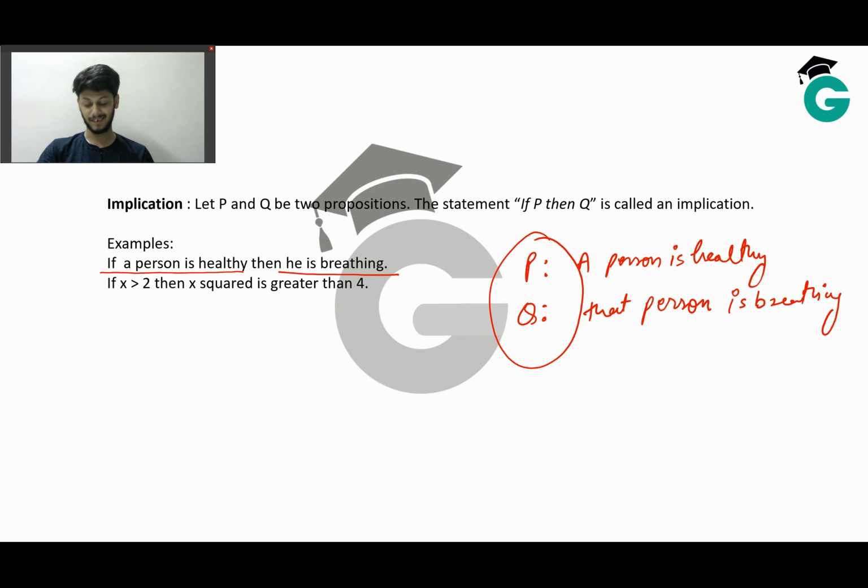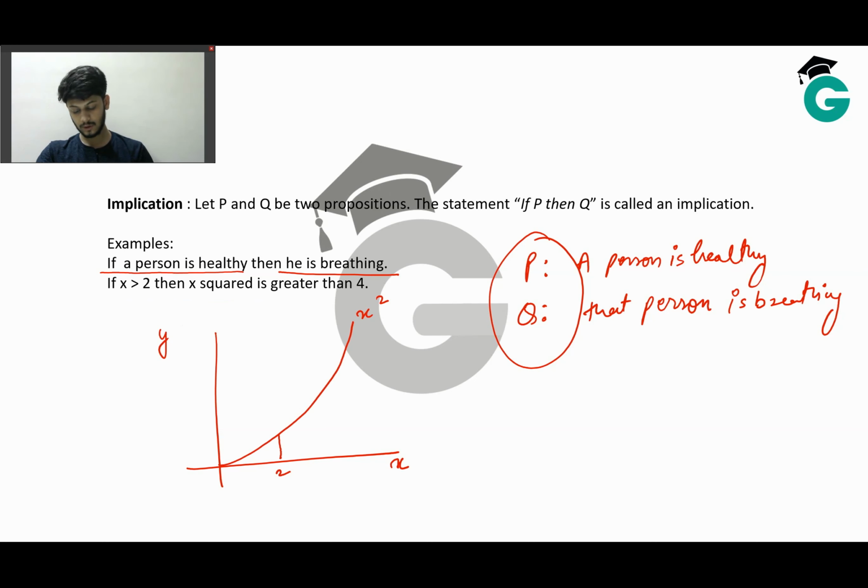He'll probably die, right? The other example can be if x is greater than 2, then x squared is greater than 4. Well, definitely, right? Suppose this is x and this is y, and we have y equals x squared, something like this, right? So when x is 2, this is 4. Well, this is not definitely greater than 4, but you get the idea, right? I'm sorry for that. And when x is 3, then this is definitely greater than 4, like 9, right? So this is also true.